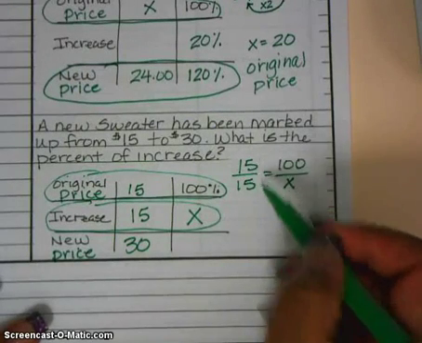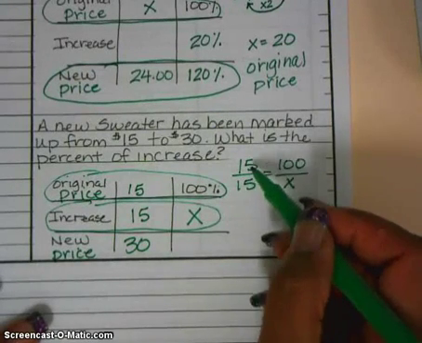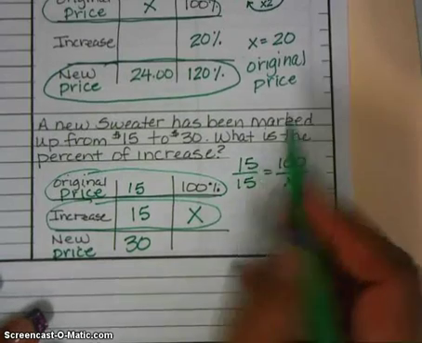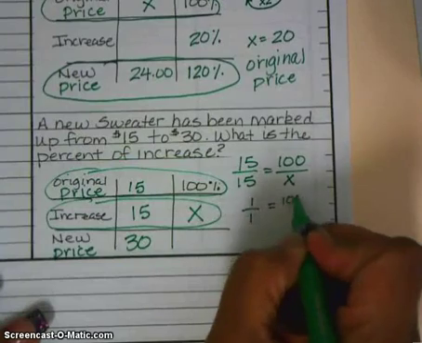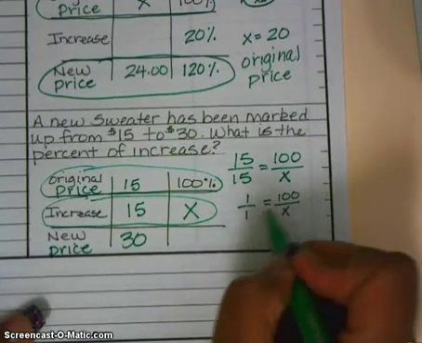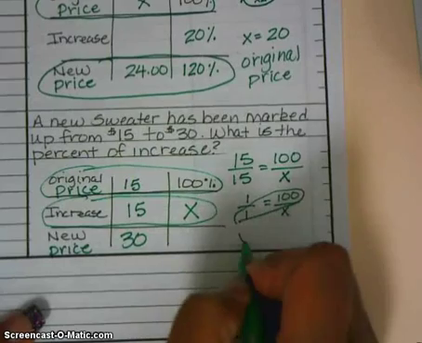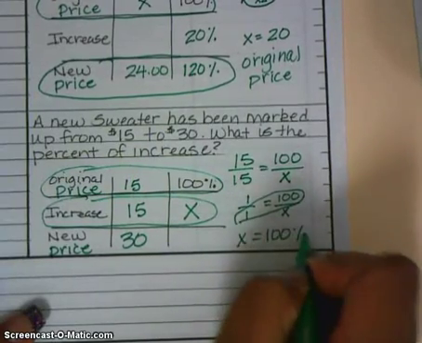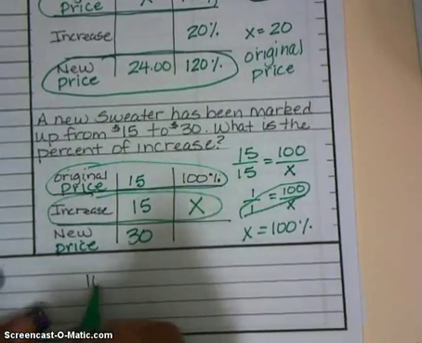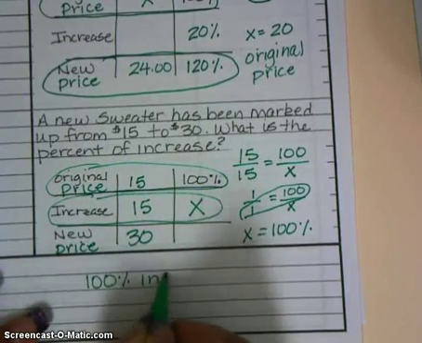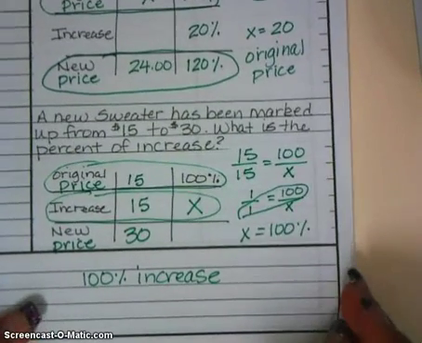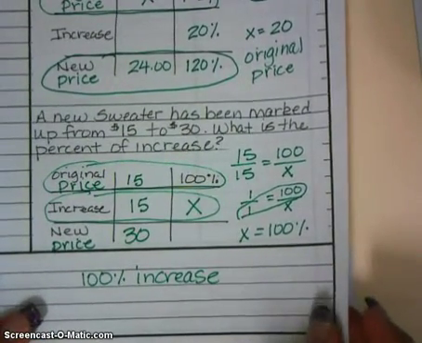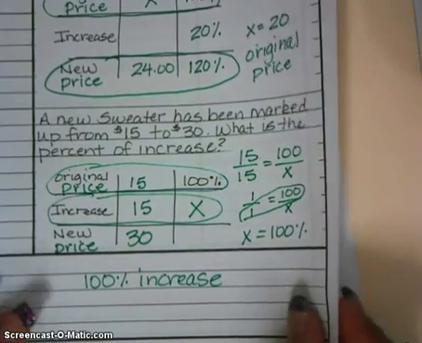Okay, what do you know about 15 over 15? If my numerator and denominator are the same value, this is just like saying 1 over 1. And so when I rewrite my proportion, I'm going to see that X is going to equal 100%. Okay, so my increase was a 100% increase. This one's kind of interesting. You can pause the video if you need to catch up or listen to something once again. So let's go on to the last example.